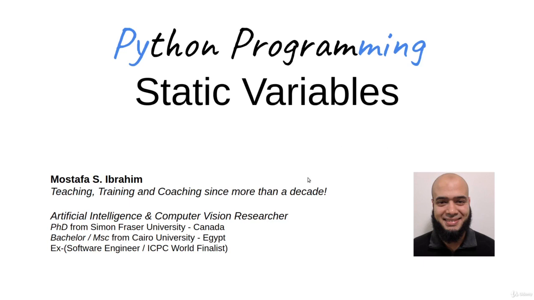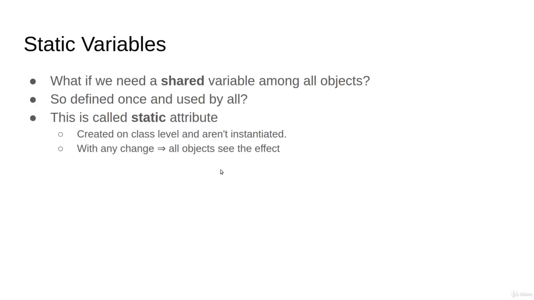In this video we'll learn about another type of variables that we assign inside a class, which we call static variables. If you are coming from C++ or Java, then it's almost the same idea. A static variable is something that can be shared among all of the objects. There could be scenarios where we would like something to be really shared among everyone in the class.